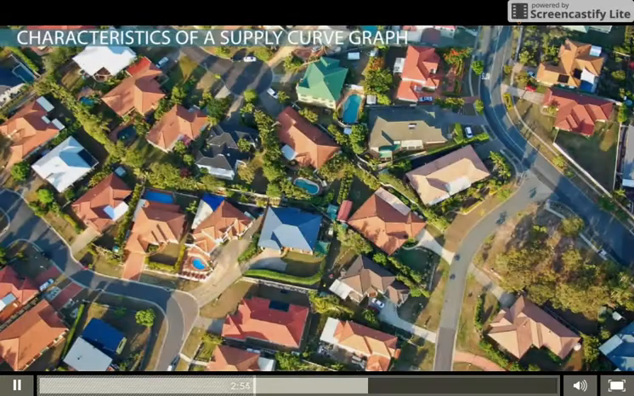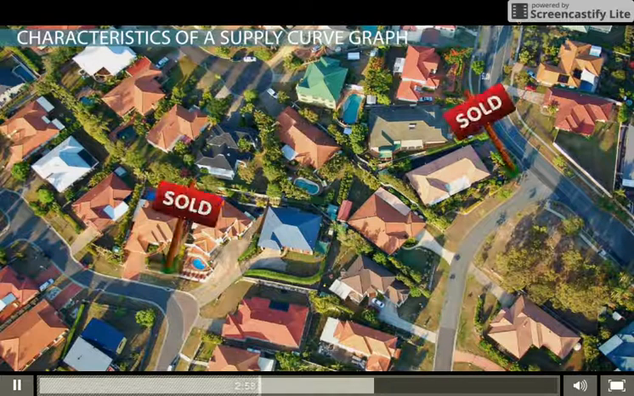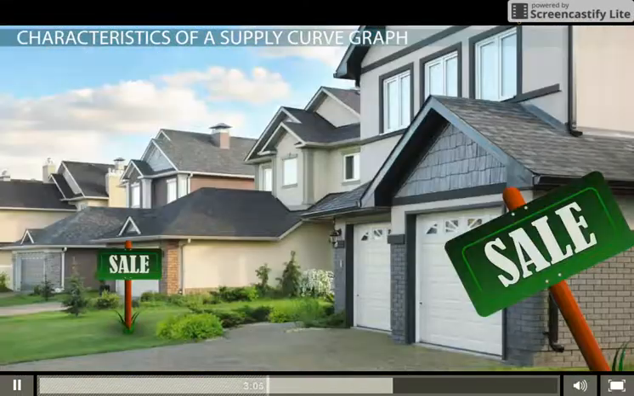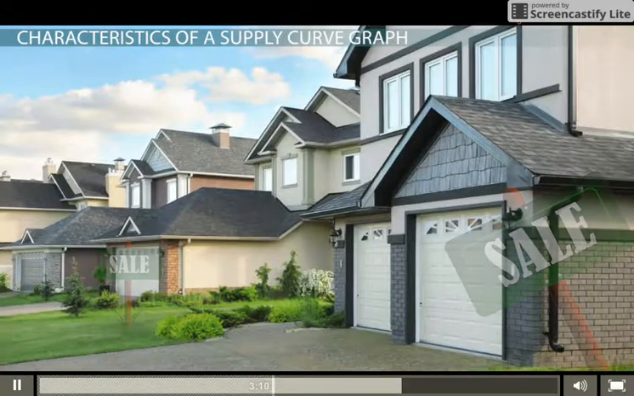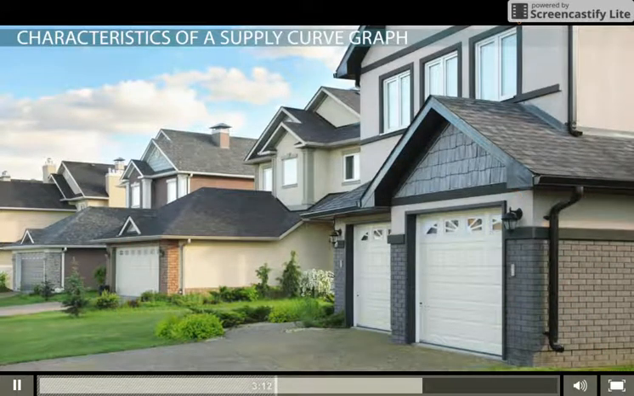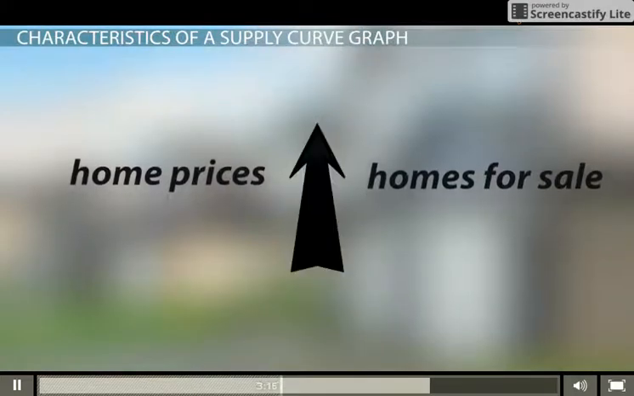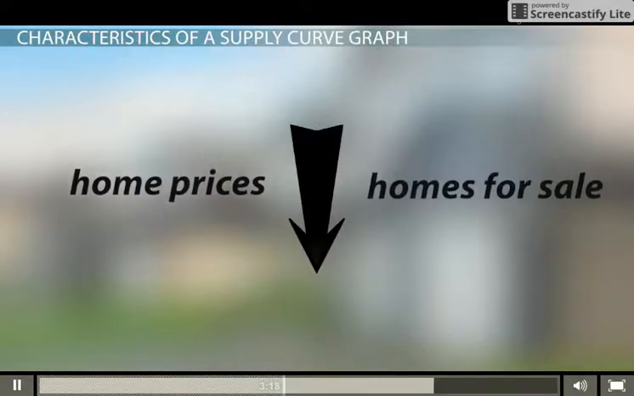For example, you may have seen this in real estate. Maybe you can think of friends or family that decided to sell their home when the price of real estate went up in their neighborhood. Likewise, when the price went down, they may have taken their home off the market or decided not to sell and wait for better prices. Higher prices of homes usually result in more sellers, while lower prices means less sellers.